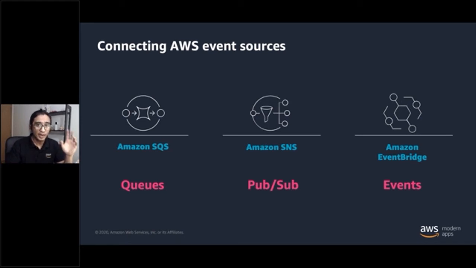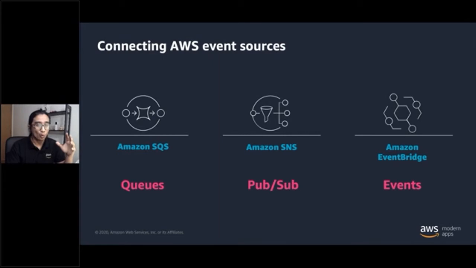Now, there are two main types of router used in event-driven architecture. They are event buses and event topics. Now, you can use Amazon EventBridge to build event buses, and you can use Amazon SNS, or Simple Notification Service, to build event topics. And you can also integrate Amazon SNS and Amazon SQS to build a powerful pub-sub.